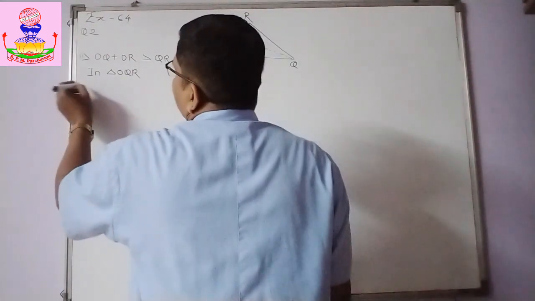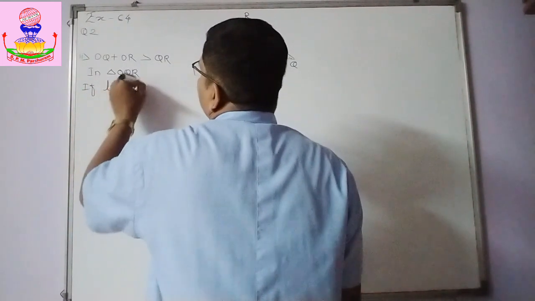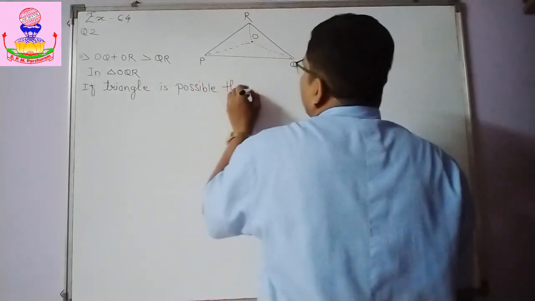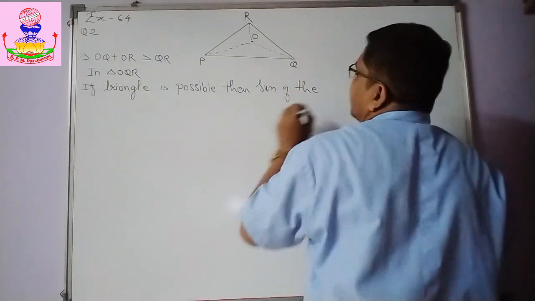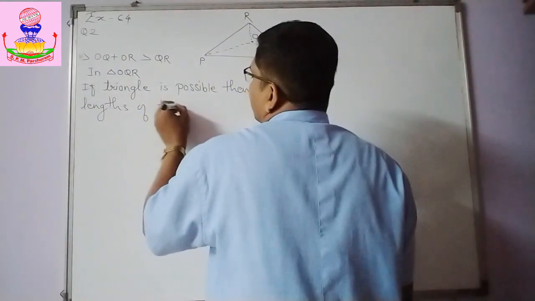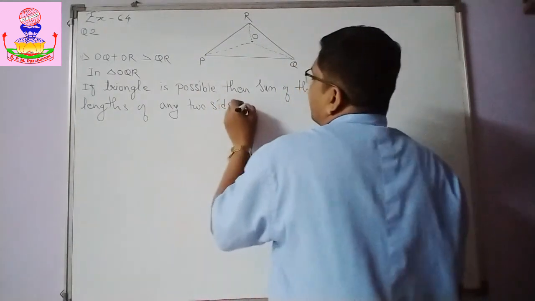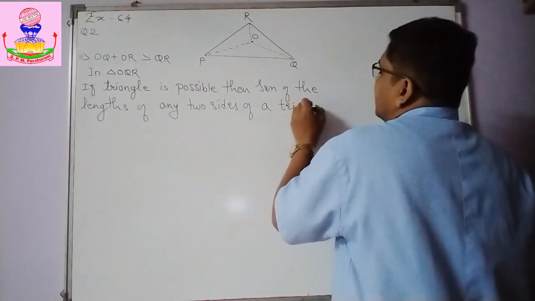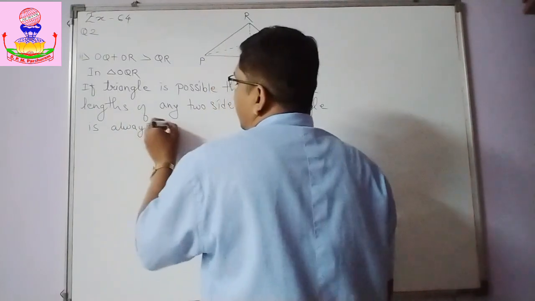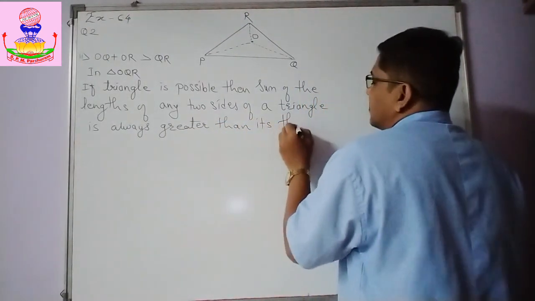Now which property? We know that if a triangle is possible, then the sum of the lengths of any two sides of a triangle is always greater than its third side, right?